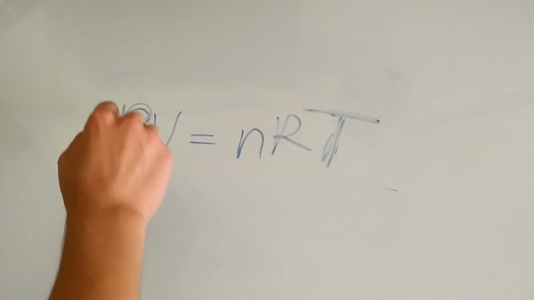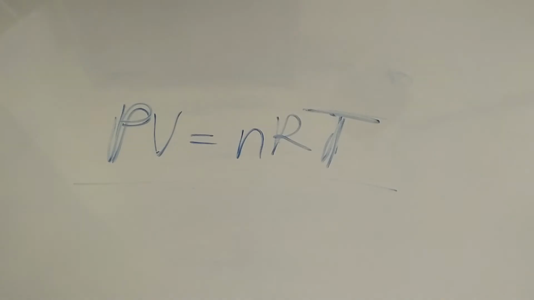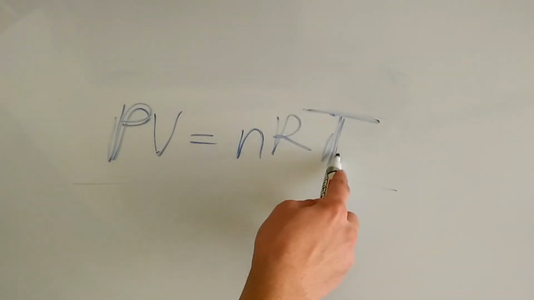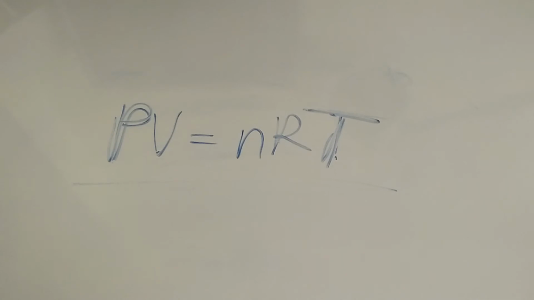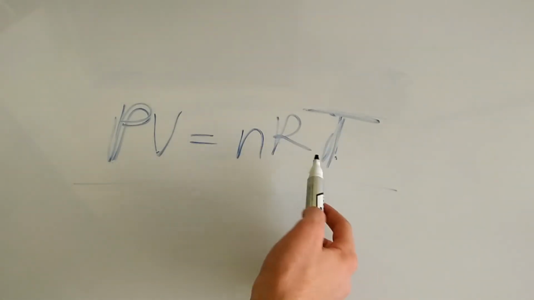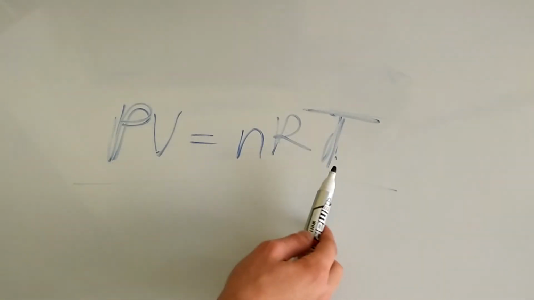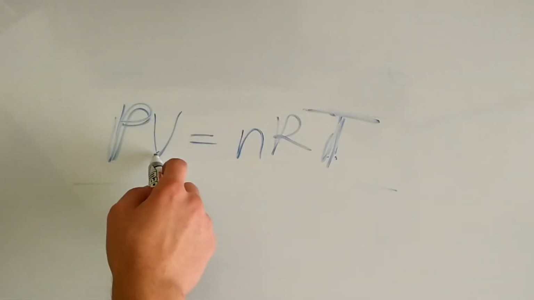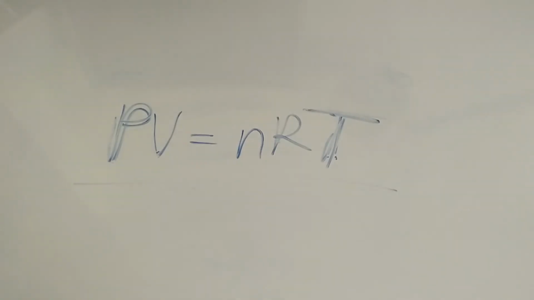Now, as we can see, pressure and volume are inversely proportional, meaning that when the pressure is increased, the volume is decreased. The pressure and the temperature are proportional, meaning that when the pressure increases, the temperature increases, and when the pressure decreases, the temperature decreases. The same thing holds between volume and temperature. When the volume increases, the temperature increases. When the volume decreases, the temperature decreases. Okay, now we can interpret this formula.